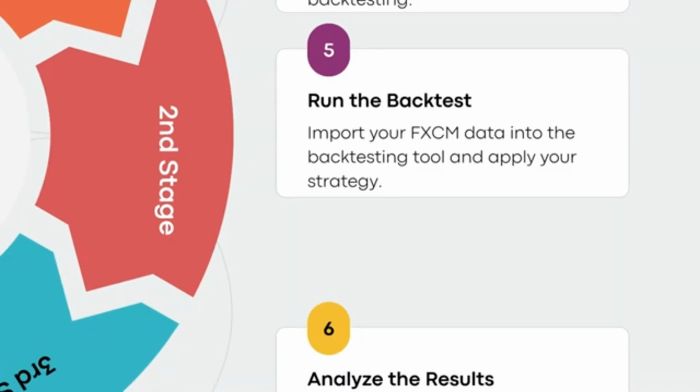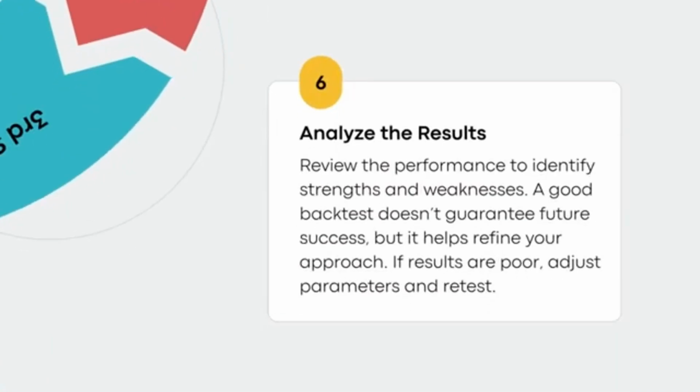Step 6. Analyze the results. Review the performance to identify strengths and weaknesses. A good backtest doesn't guarantee future success, but it helps refine your approach. If results are poor, adjust parameters and retest.